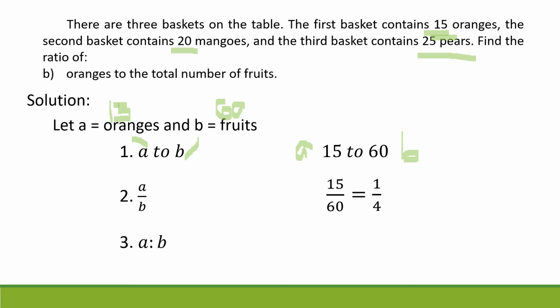For number 3, A is to B. Ang A natin ay numerator. Ang B natin ay denominator. So, mayroon tayong 1:4. Therefore, ang ratio ng oranges to the total number of fruits ay 1:4.